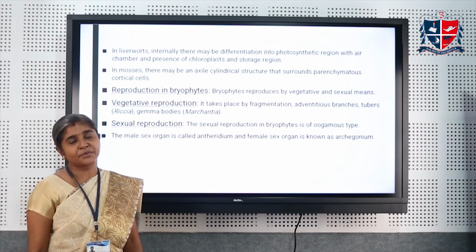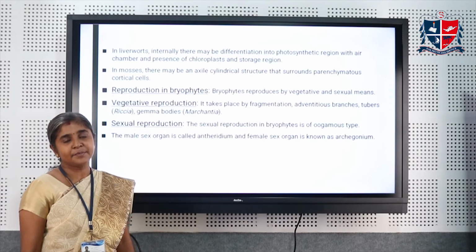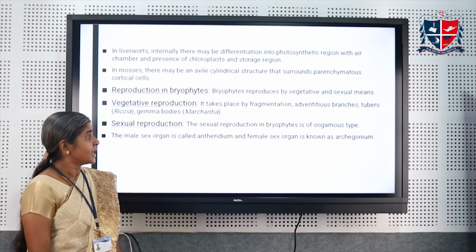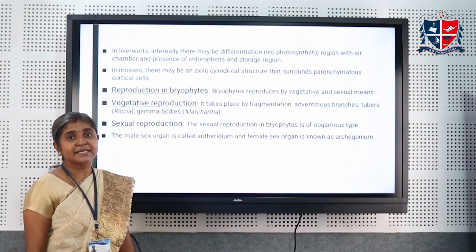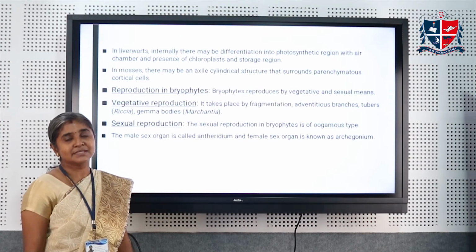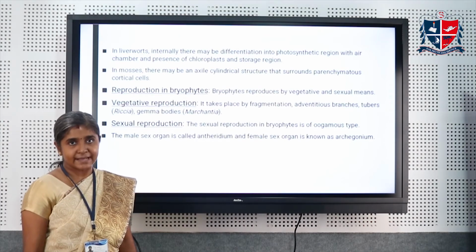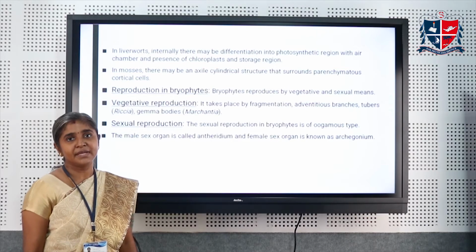Coming to the sexual reproduction, it is of oogamous type in the case of bryophytes. And here there can be seen distinct male and female sex organs, the male being antheridium and the female being archegonium.